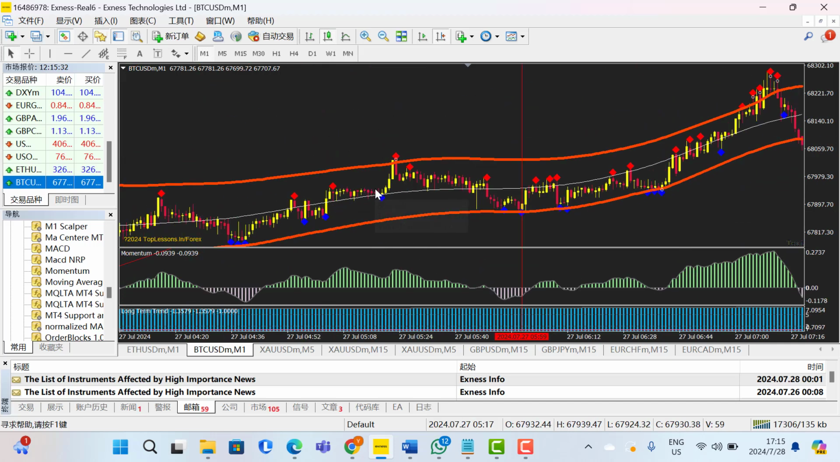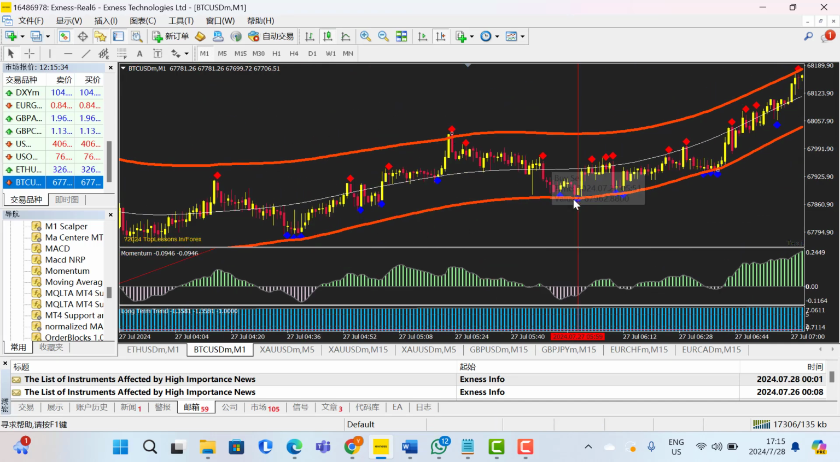Now let's look at our third entry. This is again a bullish trade. You can see that price touches the lower band. Already a few blue diamonds have appeared here. This is not far away from the central line. Clearly a divergence out there.